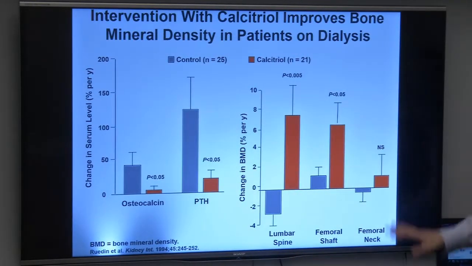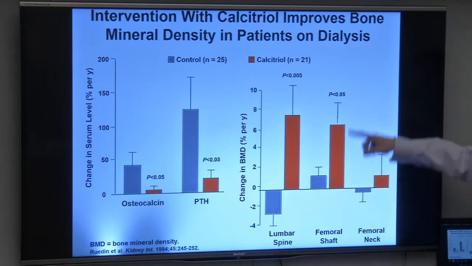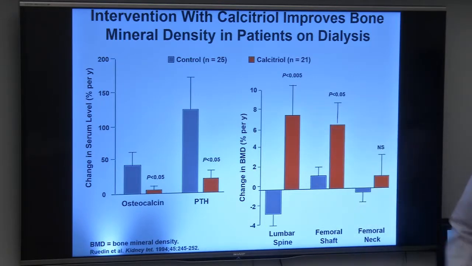And then in terms of their change in BMD, there were significant changes in BMD at the femoral neck and at the lumbar spine in the patients who received calcitriol and had PTH suppression. So the first thing that you always do, treat the MBD and then move on to a big bone active drug to keep them from getting a fracture.